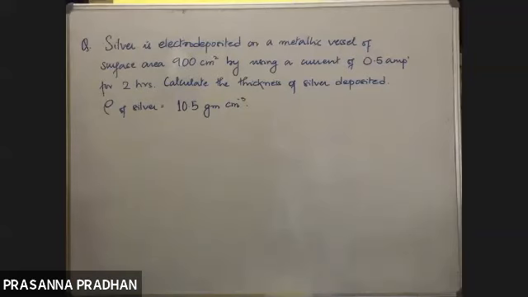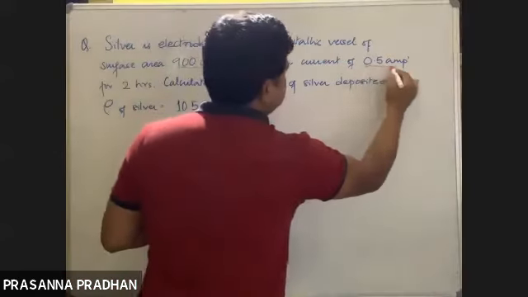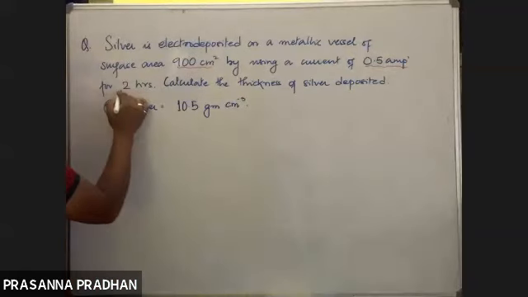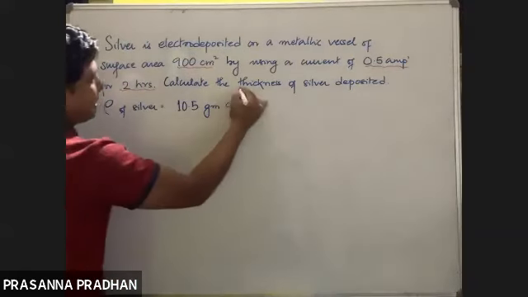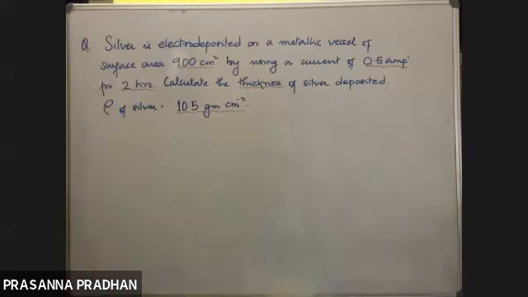Okay. So silver is electrodeposited on a metallic vessel of surface area. Surface area is given out here, 900. Current is given 0.5 ampere. The time is given 2 hours. We have to calculate the thickness, and density of silver is given. So we have to use the basic concepts of maths out here, right?